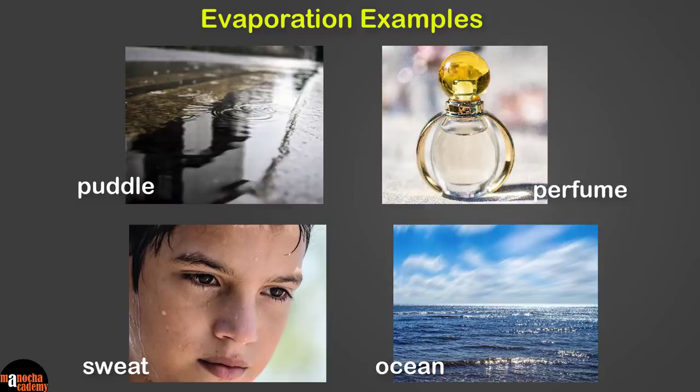We know that a perfume bottle should be closed tightly, because if it is left open for a long time, the perfume will disappear. Since perfume evaporates quickly, the liquid perfume changes to perfume vapors. The sweat from our body evaporates and helps to cool down our body. The water evaporates from the seas and oceans, and this water vapor rises up and forms clouds and comes down later as rain or snow. So the water cycle works with the help of evaporation.